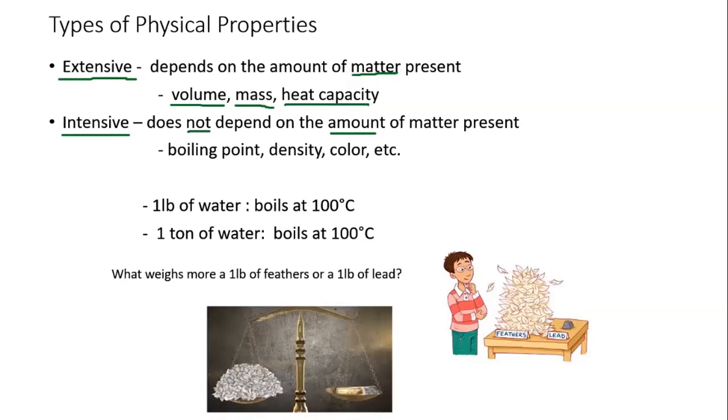And feathers has its own unique density, and lead has its own unique density. It doesn't matter how much lead you have, the density is always going to be the same. Just like with feathers, it doesn't matter how many feathers you have, the density of the feathers is still going to be the same.